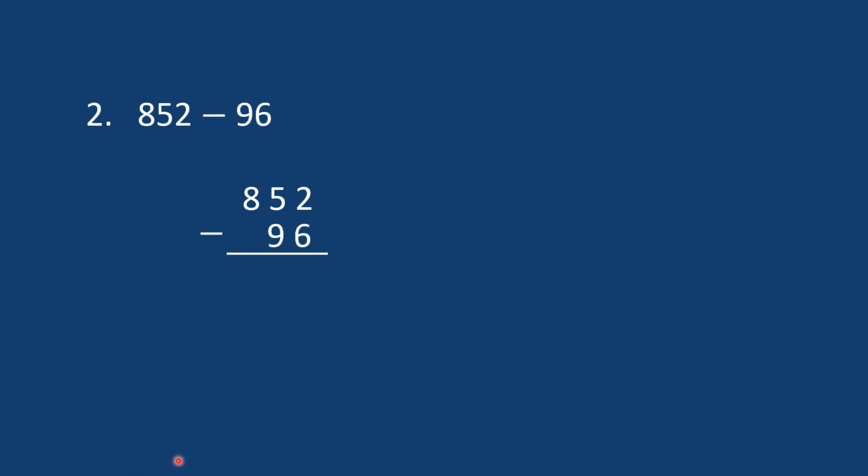Let us first expand the numbers. 852 is equal to 800 plus 50 plus 2. And 96 is equal to 90 plus 6. 2 is smaller than 6, so we cannot subtract 6 from 2. We must borrow from 50. We are going to borrow 10 ones. 10 ones plus 2 ones is equal to 12. And 50 then becomes 40.